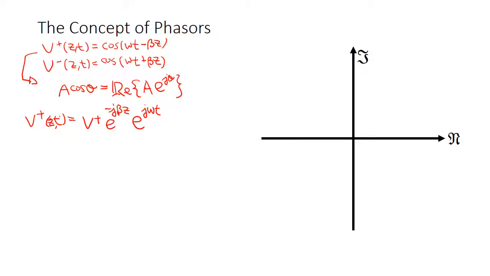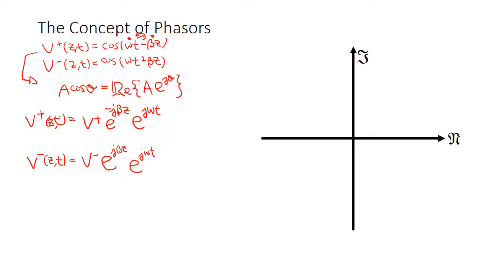Notice that I switched the order of the omega t and the beta z. I switched them around for a reason that we'll talk about later. And for the negative propagating wave, similarly, that is going to be equal to the amplitude times e to the plus j beta z, e to the j omega t.